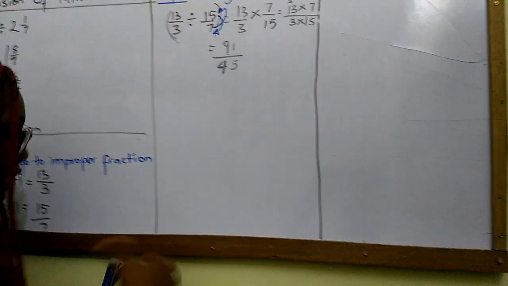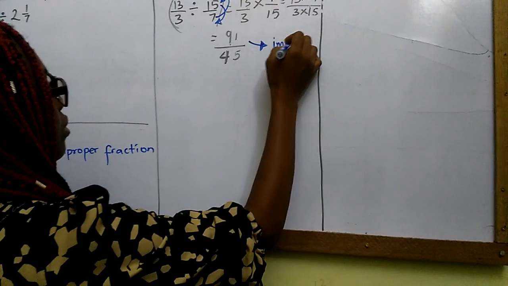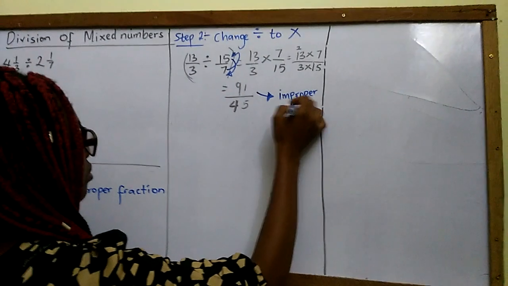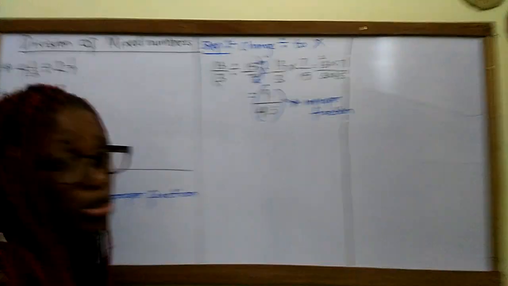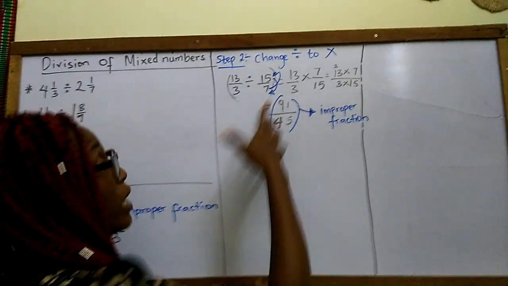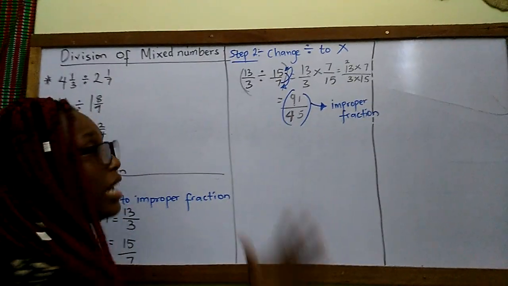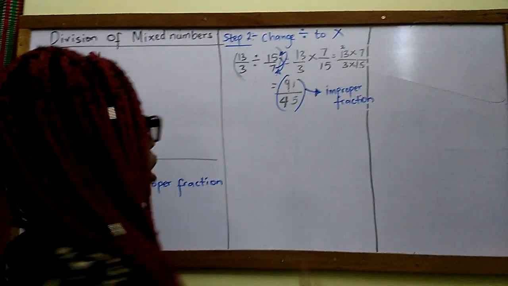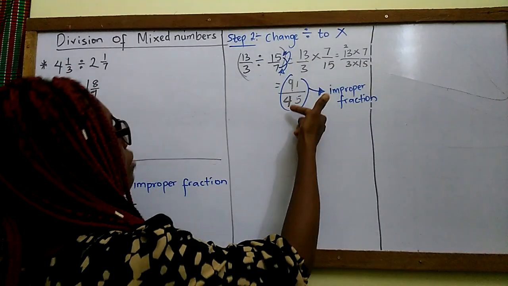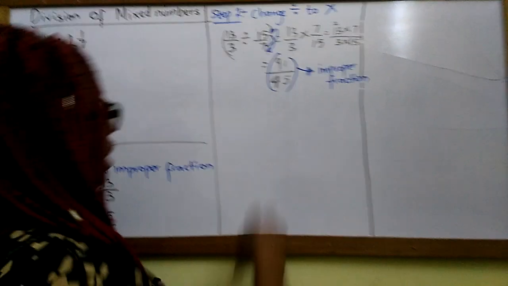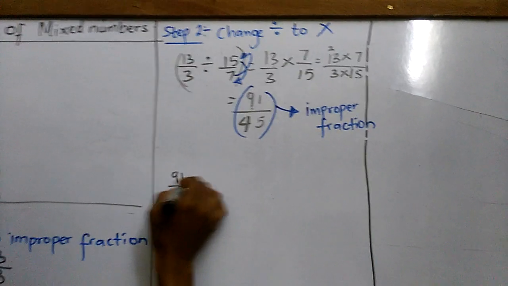Now looking at this, this is an improper fraction. How is it an improper fraction? Because the numerator is bigger than the denominator. So this is an improper fraction and we can't leave it as an improper fraction. We have to change it to a mixed number. So how many times can 45 go into 91? How many times can you find 45 in 91? That is 91 divided by 45.